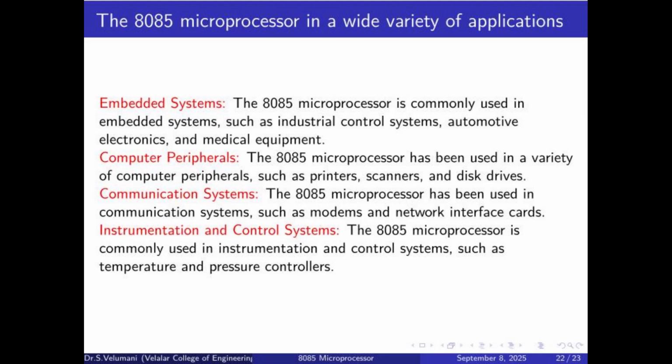Next, we shall see the 8085 microprocessor applications. We can use it in embedded systems. The 8085 microprocessor is commonly used in embedded systems such as industrial control systems, automotive electronics, and medical equipment. In computer peripherals, the 8085 microprocessor has been used in a variety of computer peripherals such as printers, scanners, and disk drives.